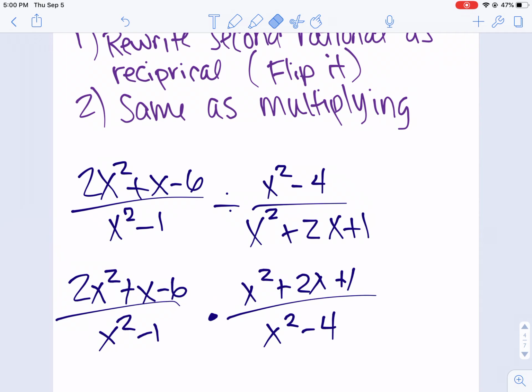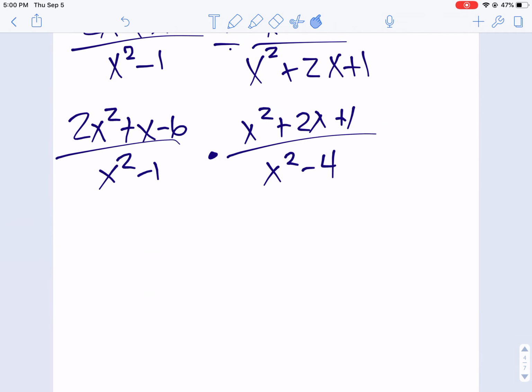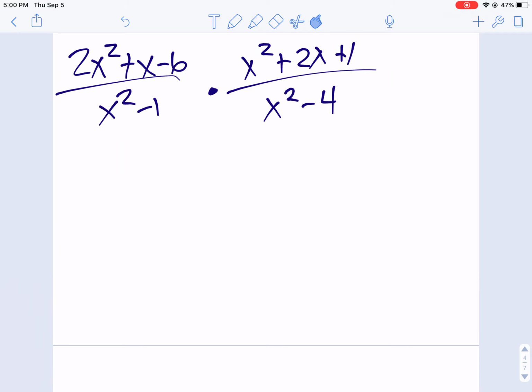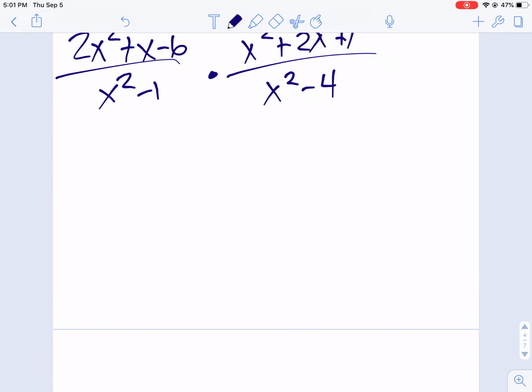So I'm going to actually, like, I did this kind of weird in class today. I'm going to skip quite a bit of space here, and I'm just going to leave the two fraction bars, and then once we have factored them, then we'll fill them in. So we're going to start out by doing the 2x squared plus x minus 6 part, okay?